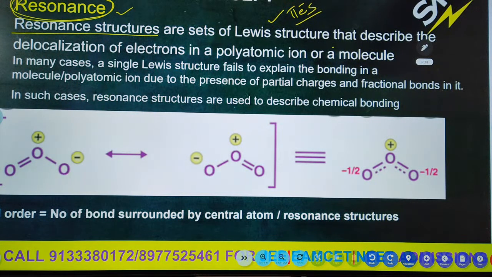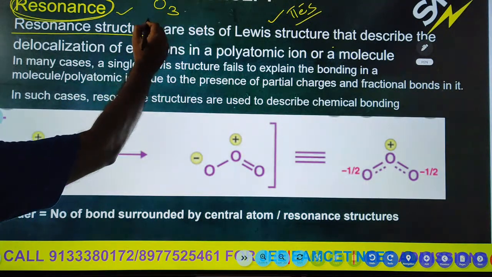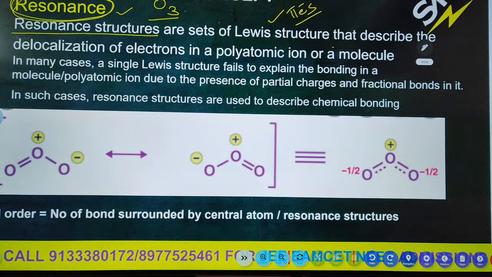Now see here, we have the molecule O3. What is the name of O3? Ozone. How many atoms does ozone have? Ozone has 3 atoms, and they are oxygen atoms. So what is the atomicity of ozone? The atomicity of ozone is 3 because it contains 3 atoms.